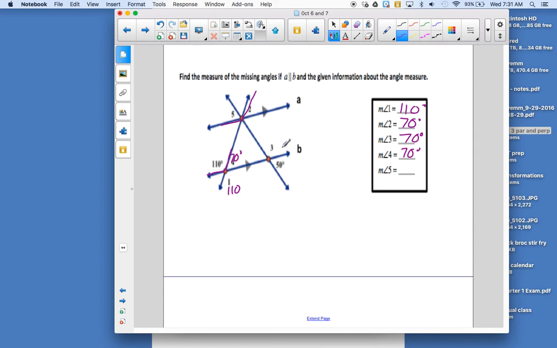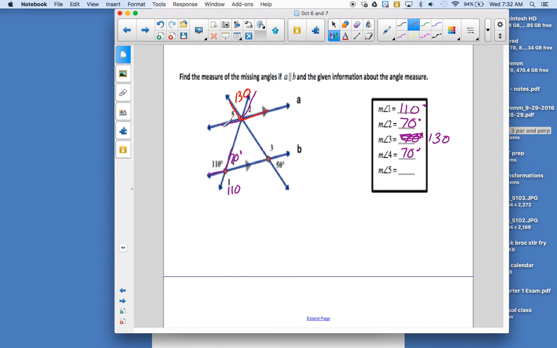Okay, angle 3. Oh, that doesn't make sense. Angle 3, I know what. Angle 3 and 50, those are a linear pair. So instead of saying angle 3 is 70, that's not right. 180 minus 50 is 130. Okay, so that means that this angle over here must add up to 130.